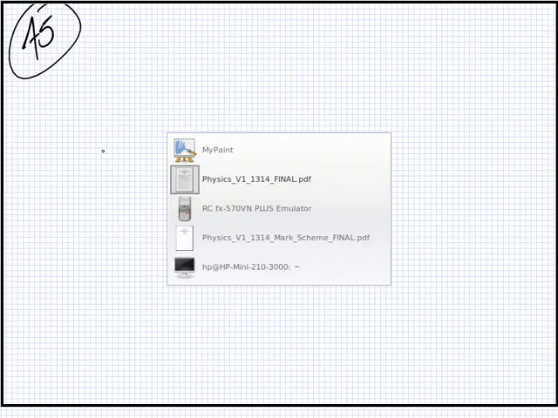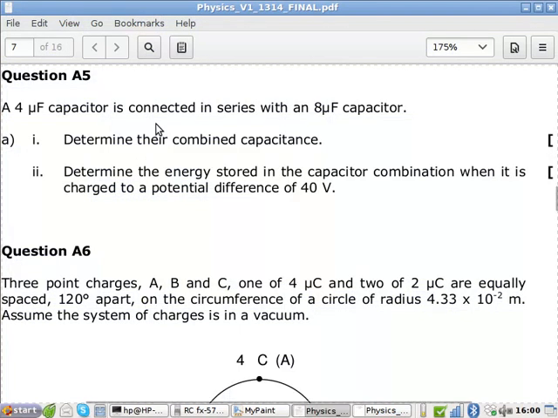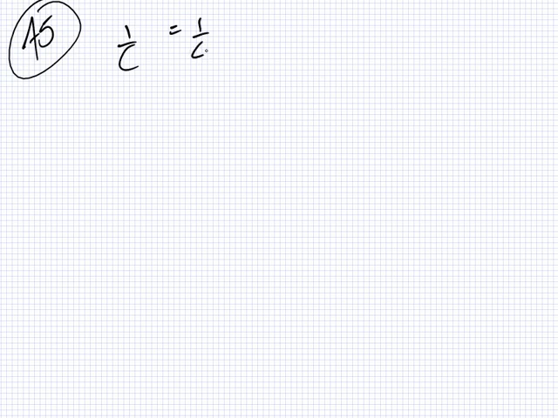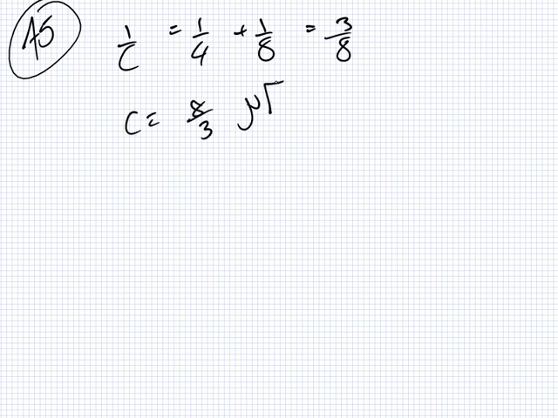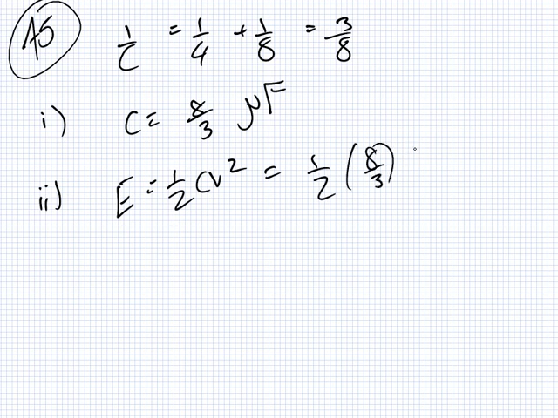Okay, so this one you didn't need 4 minutes, you only needed 2 minutes. The total capacitance, 1 over C is 1 over 4 plus 1 over 8, which is 3 over 8. So C is 8 over 3 microfarads. And then for part 2, the energy is a half C V squared, which is a half times 8 over 3 times 40 squared. That's 6400 over 3, isn't it? 2133 joules?